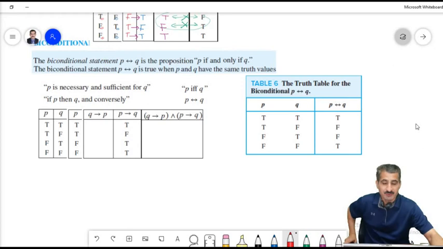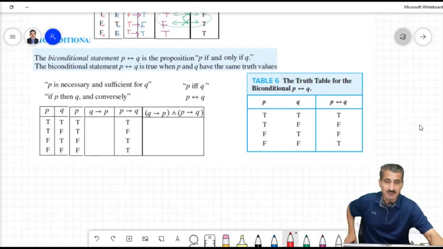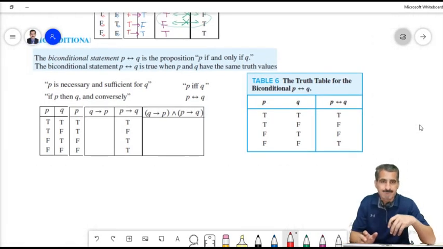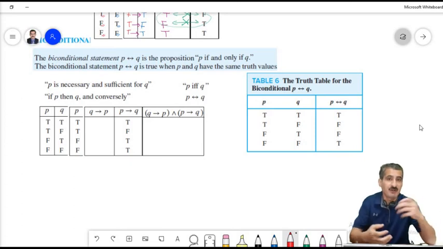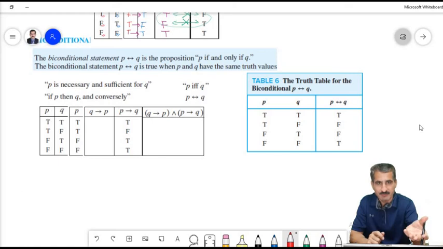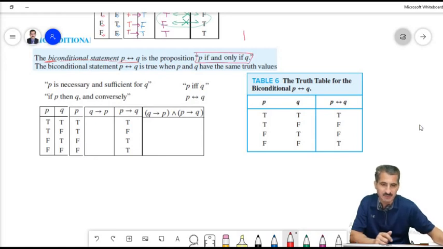The biconditional statement. Biconditional means two conditional statements in opposite directions. So if we assume P gives Q, and then we say also Q gives P. Here we go. So the biconditional statement, P if and only if Q. This is the way we read it. P if and only if Q. So P gives Q and also Q gives P.